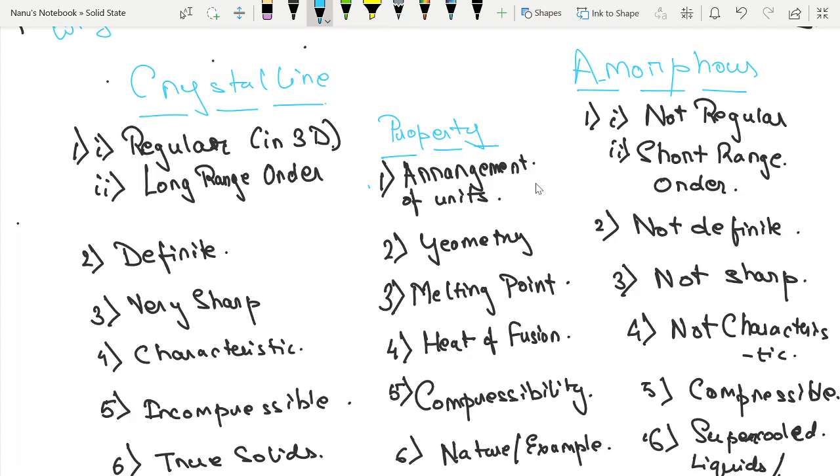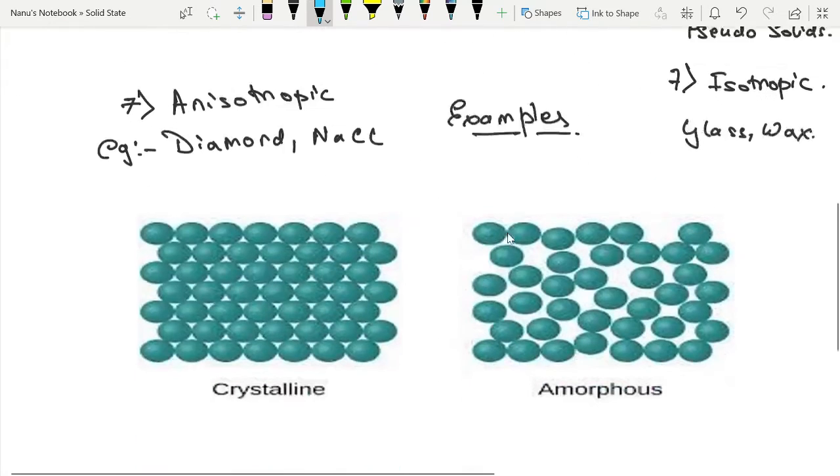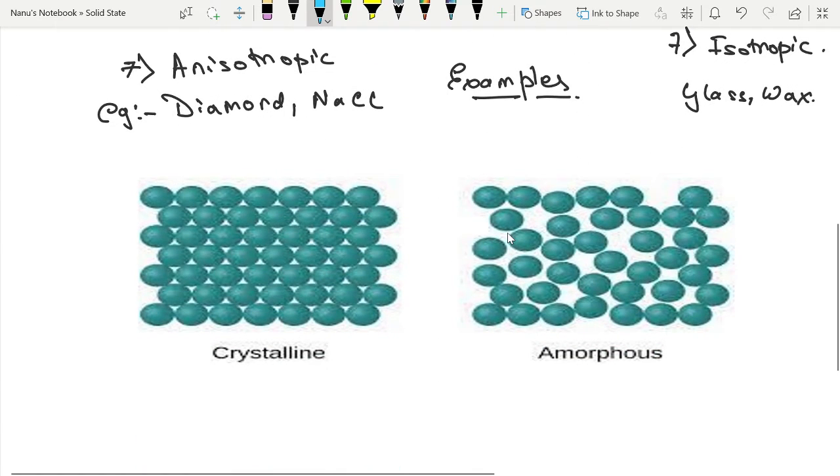So arrangement of units, or the structural units, might be atoms or molecules or whatever we are talking about over here. So how are they arranged in crystalline or amorphous? In crystalline there's a regular arrangement of atoms, but in amorphous there's not a regular arrangement of atoms. What does this mean? Suppose, as in this picture, you see that the atoms are arranged in a regular manner. There's some pattern to it, there's some periodicity to it. But for amorphous there is no regular pattern, no such periodicity in it. So this is what it means.